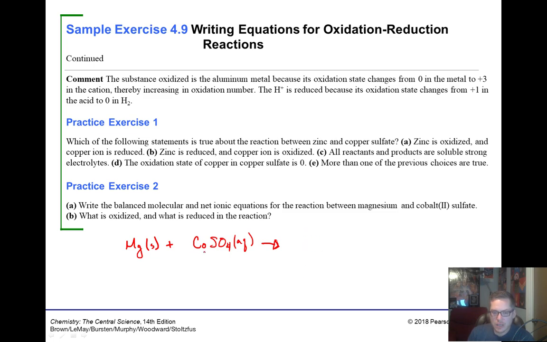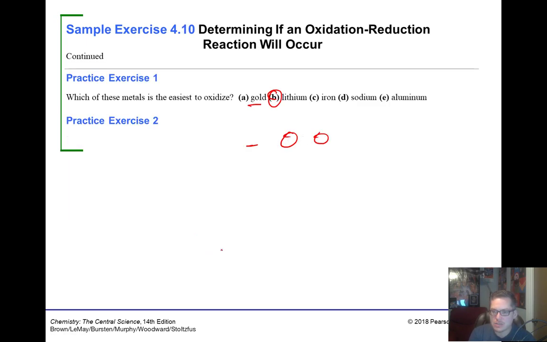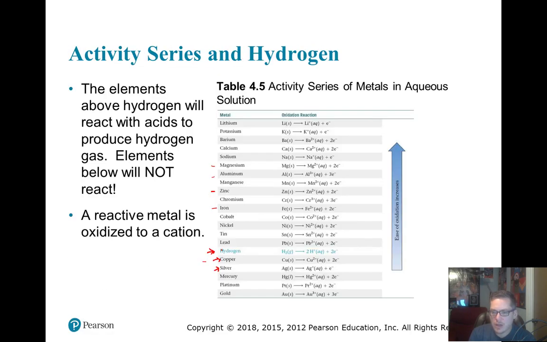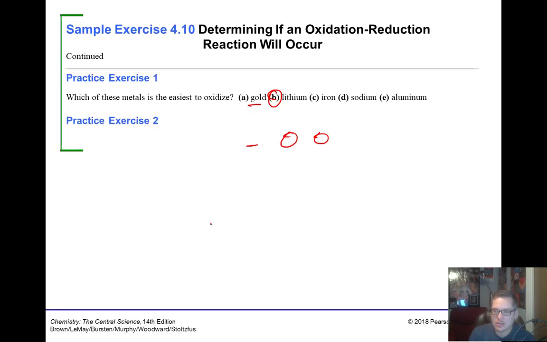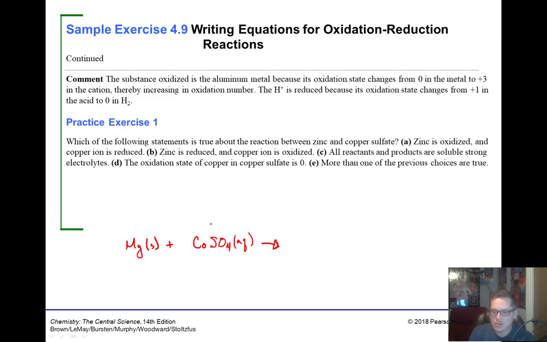We have to make sure that our reaction is going to take place, so we need to find magnesium and cobalt on our activity series. Here we go. Magnesium is up here, cobalt is down here. That means cobalt will ionize, or oxidize, the magnesium. So our reaction is good to go.